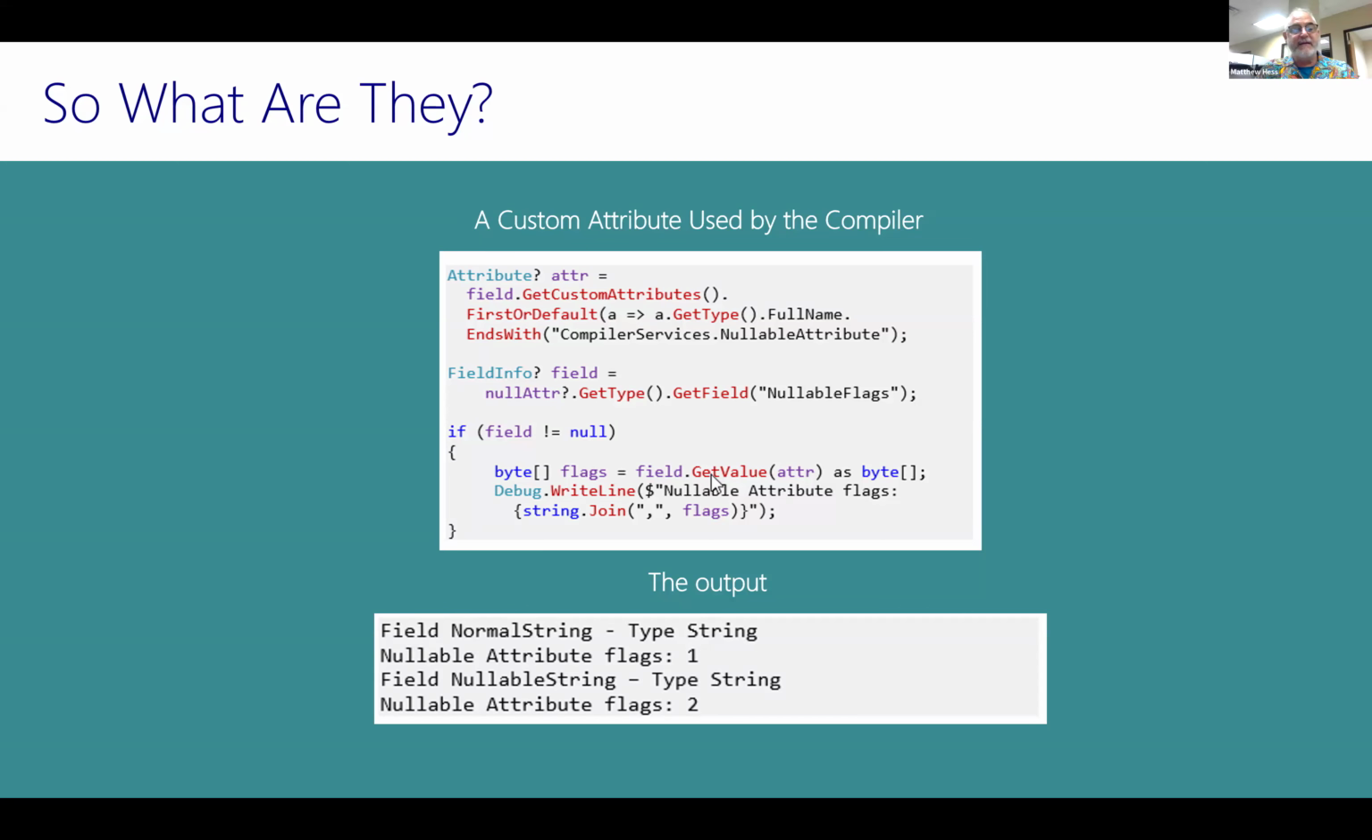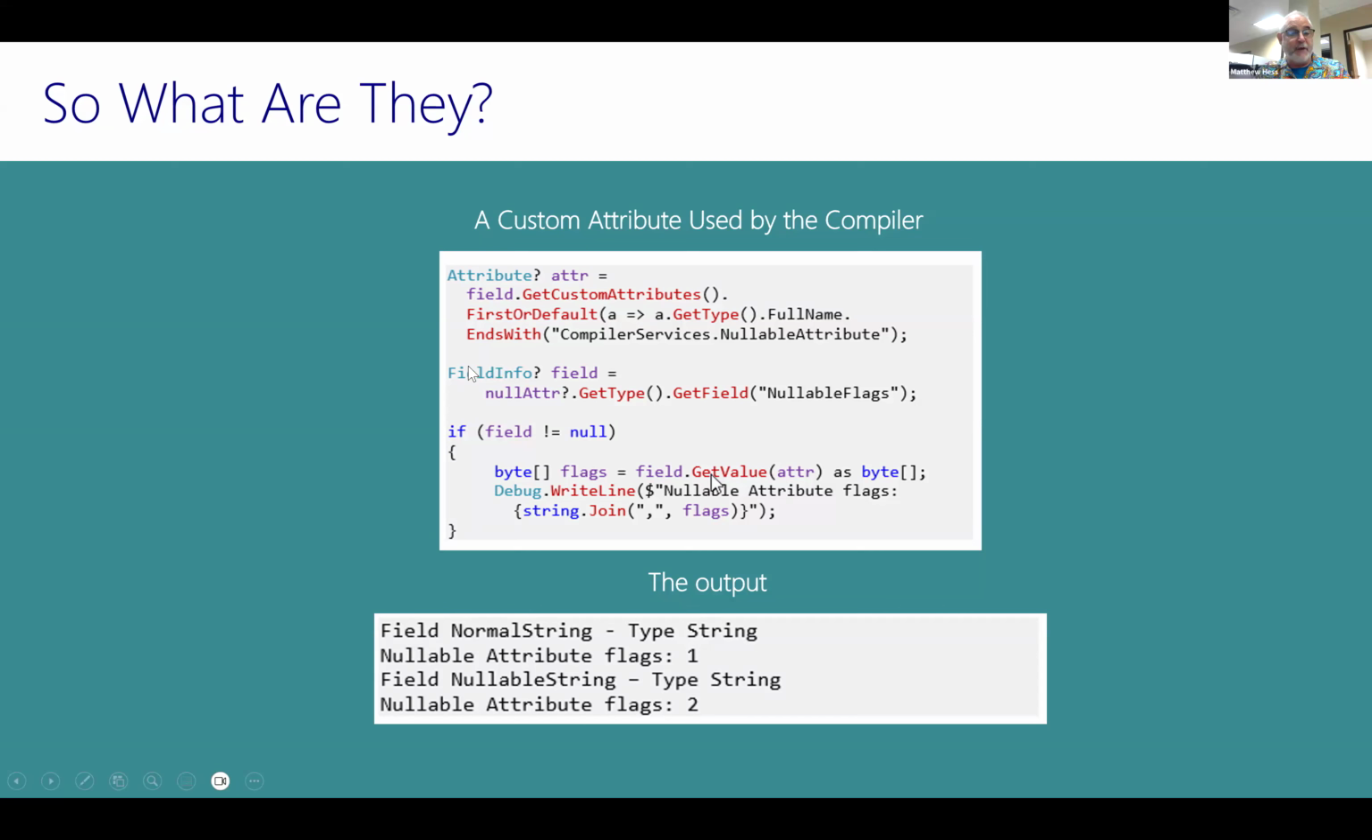So, okay, it's adding this custom attribute. So how do we know that? So here's something where we're going to say this variable attribute is field.getCustomAttributes.first or default, where the name ends with compiler services nullable attribute. That's just a way to fish this thing out of the metadata associated with the class.